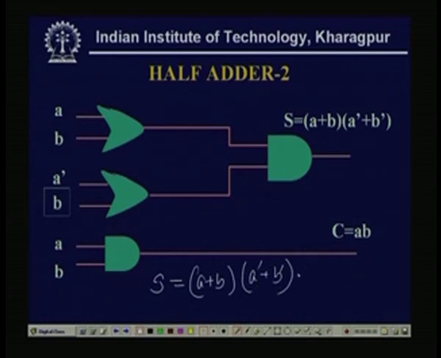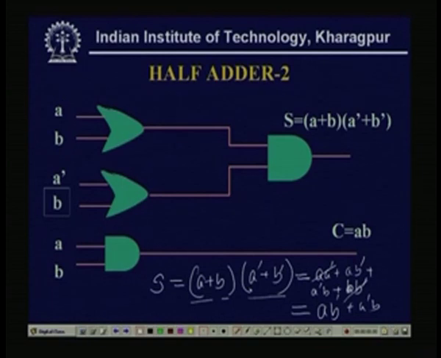Say if I apply the distributive law, then this is A A dash plus A B dash plus A dash B plus B B dash. Now, A A dash and B B dash will be 0. So, this becomes A B dash plus A dash B. So, that means my A B dash plus A dash B, I can write as A plus B into A dash plus B dash.